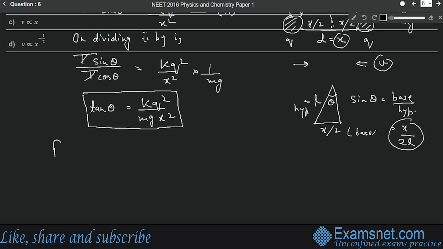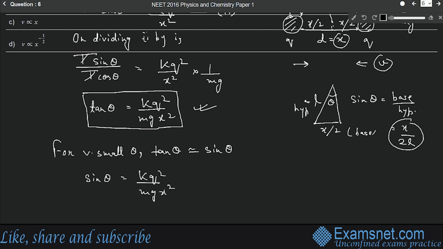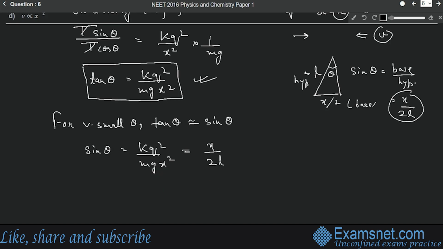Okay. So for very small theta, we can say that tan theta is approximately equal to sine theta. So in this equation, in place of tan theta, we can write sine theta, and that is equal to kq² by mgx². Now sine theta is equal to base by hypotenuse, that is x by 2L. Now let's cross multiply these in order to solve. Okay, so here we get 2kLq², and this side we get mgx³.